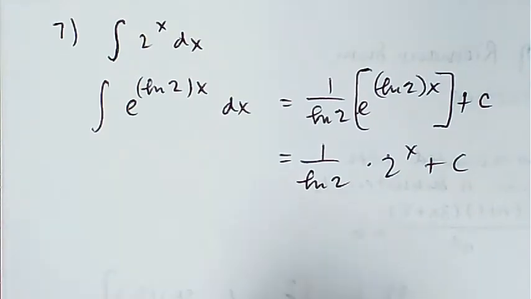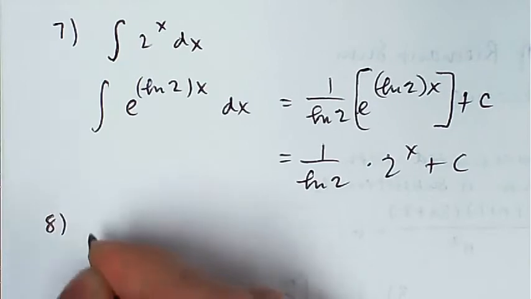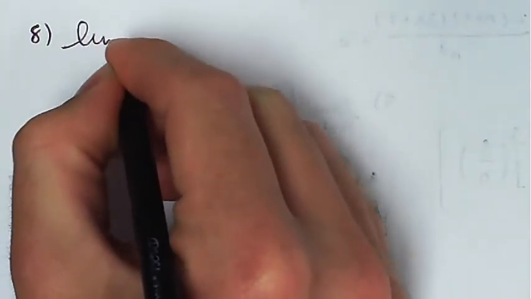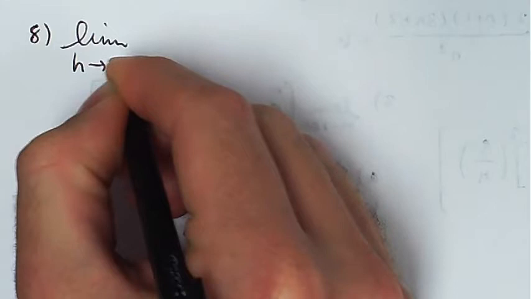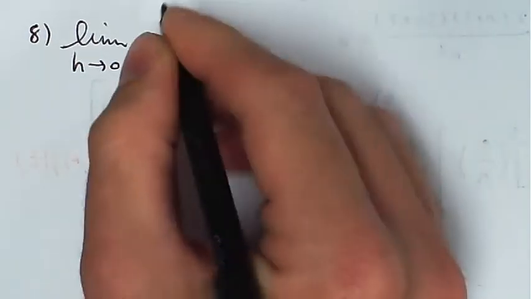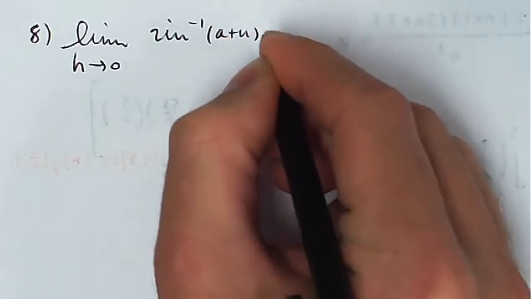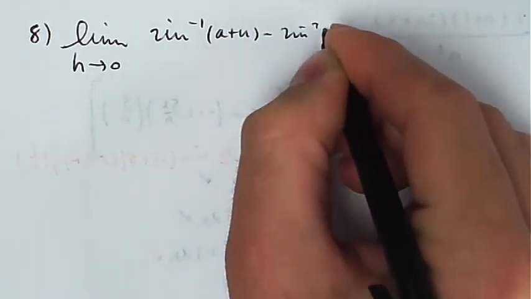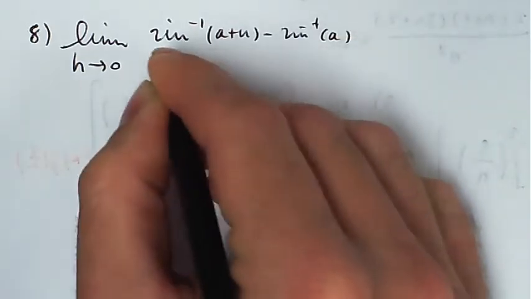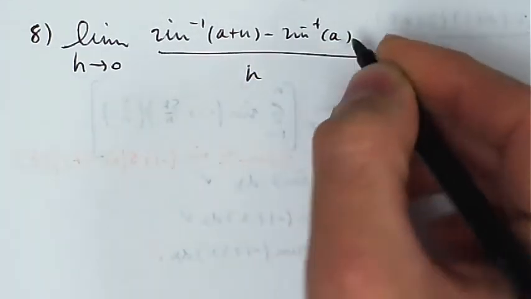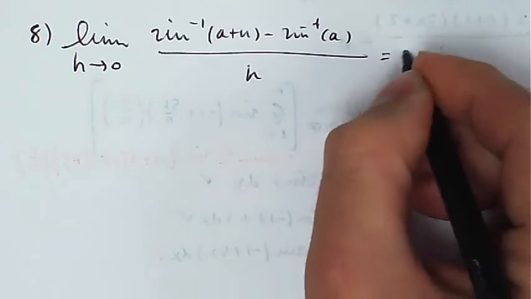All right, now this one I found interesting. Number 8. I think I've seen this problem before, but I haven't used it in a few years. So the limit as h approaches 0, which in general is a pretty good hint that they're talking about a derivative, of arc sine of a plus h minus arc sine of a divided by h equals 2.